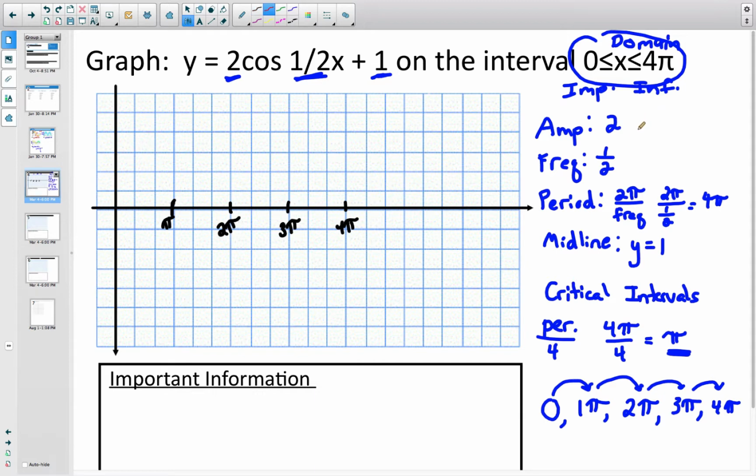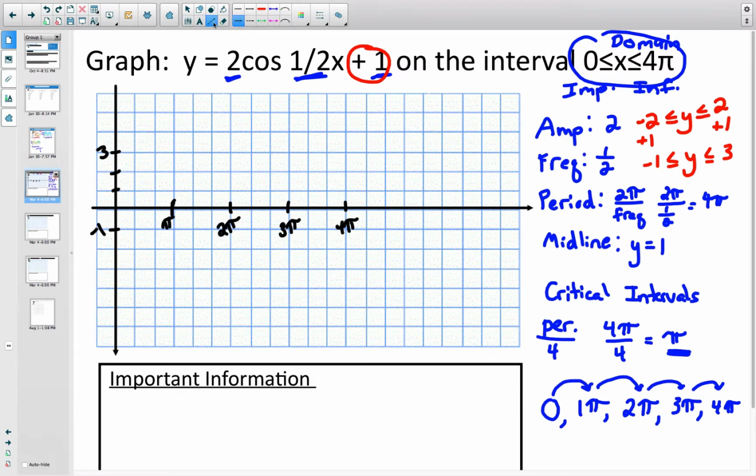So one thing we probably should have added to our important information was our range. So the amplitude was 2. That means that if there was no shift at all, we'd be going from -2 to 2. But there is a shift. The whole graph is being shifted up 1. So if I just add 1 on to each of these, our new range is going to be from -1 to 3. So that will help us with our y-axis. I know that the highest point I have to go up to is 3, so 1, 2, 3. I know the lowest number I have to go up to is -1.